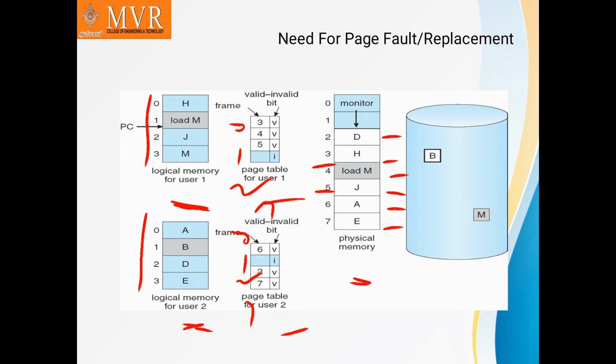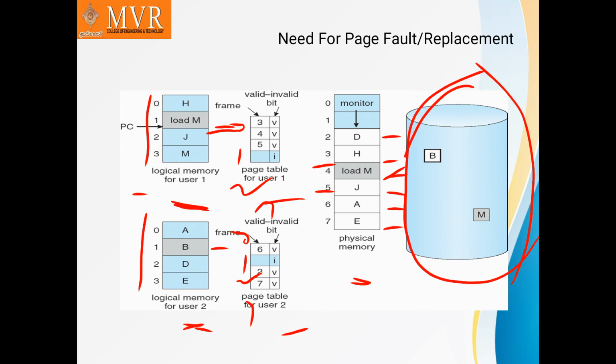So the need for a page fault means here the load M means the data M is to be loaded. Where will it be loaded? In main memory. It will be loaded in main memory. So the first page of the user and the first page of user 2 are both in main memory. But here we have not taken B in physical memory.